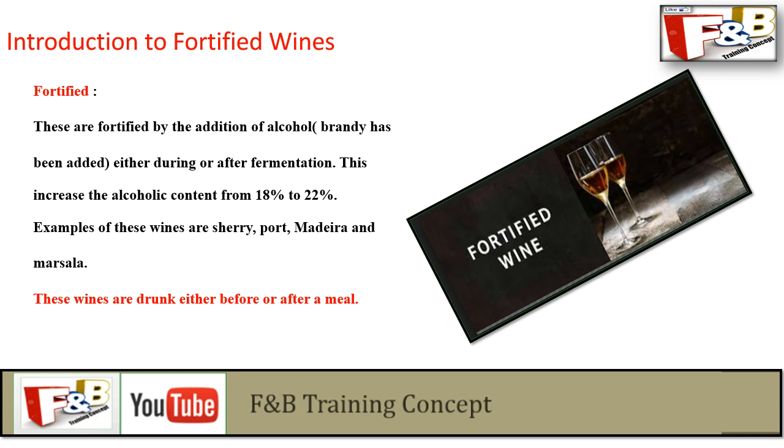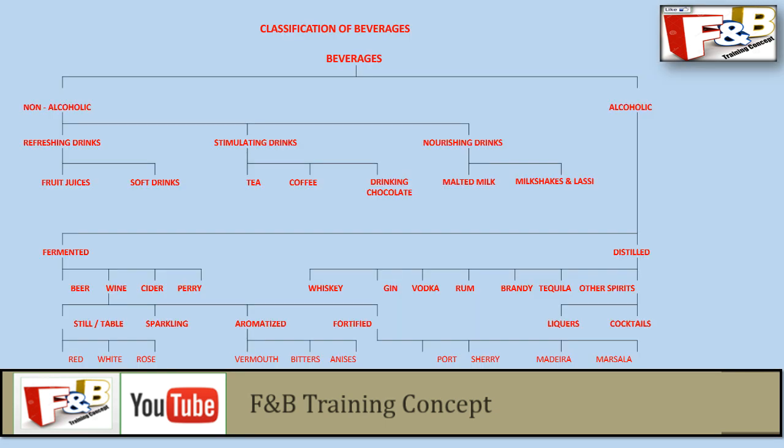These kinds of wines are drunk either before or after a meal as an aperitif or digestive. Aperitifs are beverages drunk before food to stimulate or give one an appetite. And then after the meal, a digestive helps to digest the food. Okay, and that will be the end of the classification of wines.